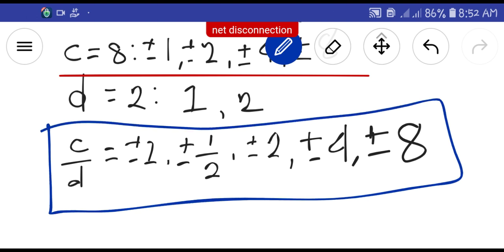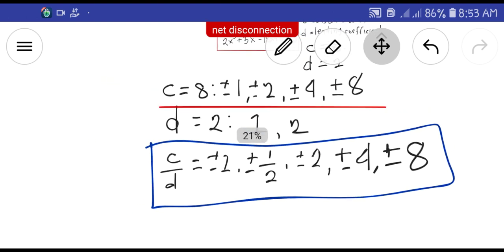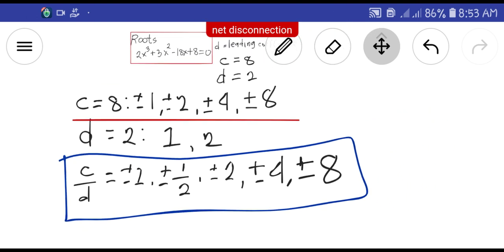It means that one of these possible roots is the real root of your given equation. So we will test these possible roots using synthetic division. To proceed with the synthetic division, we need the coefficients of your given equation.